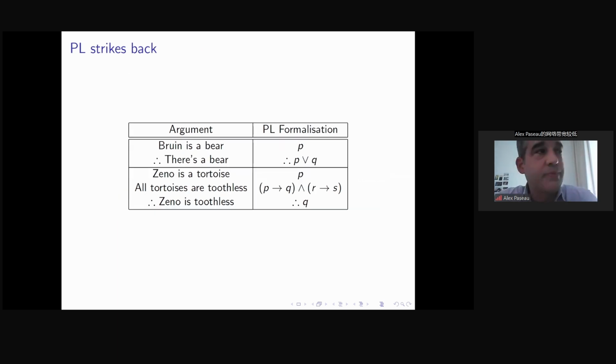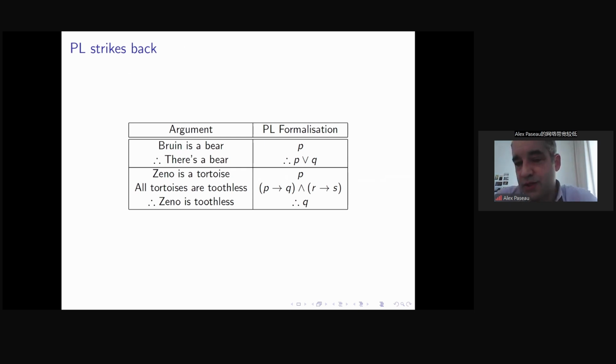However, let's imagine that you are a propositionalist. So let's imagine that you think that actually propositional logic is able to do all the formalizing work that you need it to do. Then you might think, hang on, you've been a bit unfair here. You've just given me a particular formalization in propositional logic, but there could be others. So if we go back to the Bruin is a bear argument, you could formalize the premise as P, and you could formalize the conclusion as P or Q.